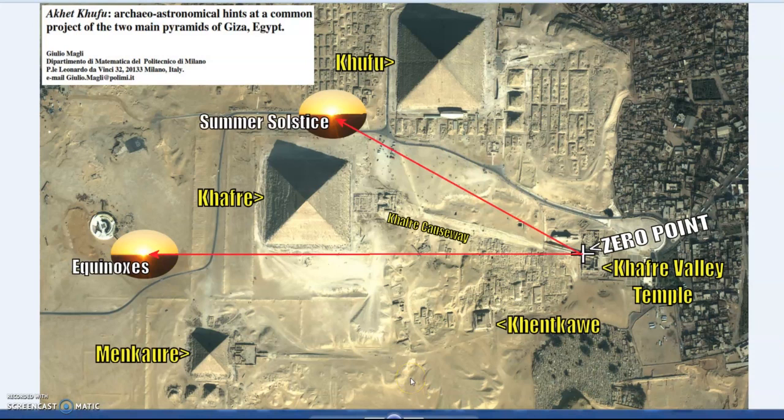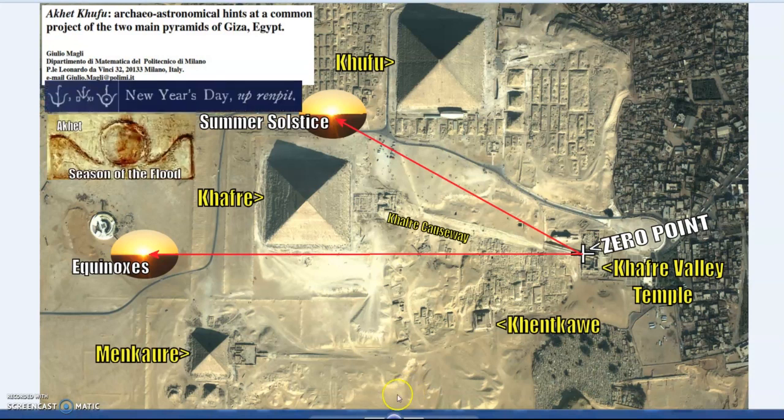Link in the description. Giulio Magli, along with Juan Belmonte, is one of the leading authors looking into the archaeoastronomy and the tangible scientific elements of the design of the Giza Plateau, but also Egypt in general and wider, and you'll find these papers linked in the description.